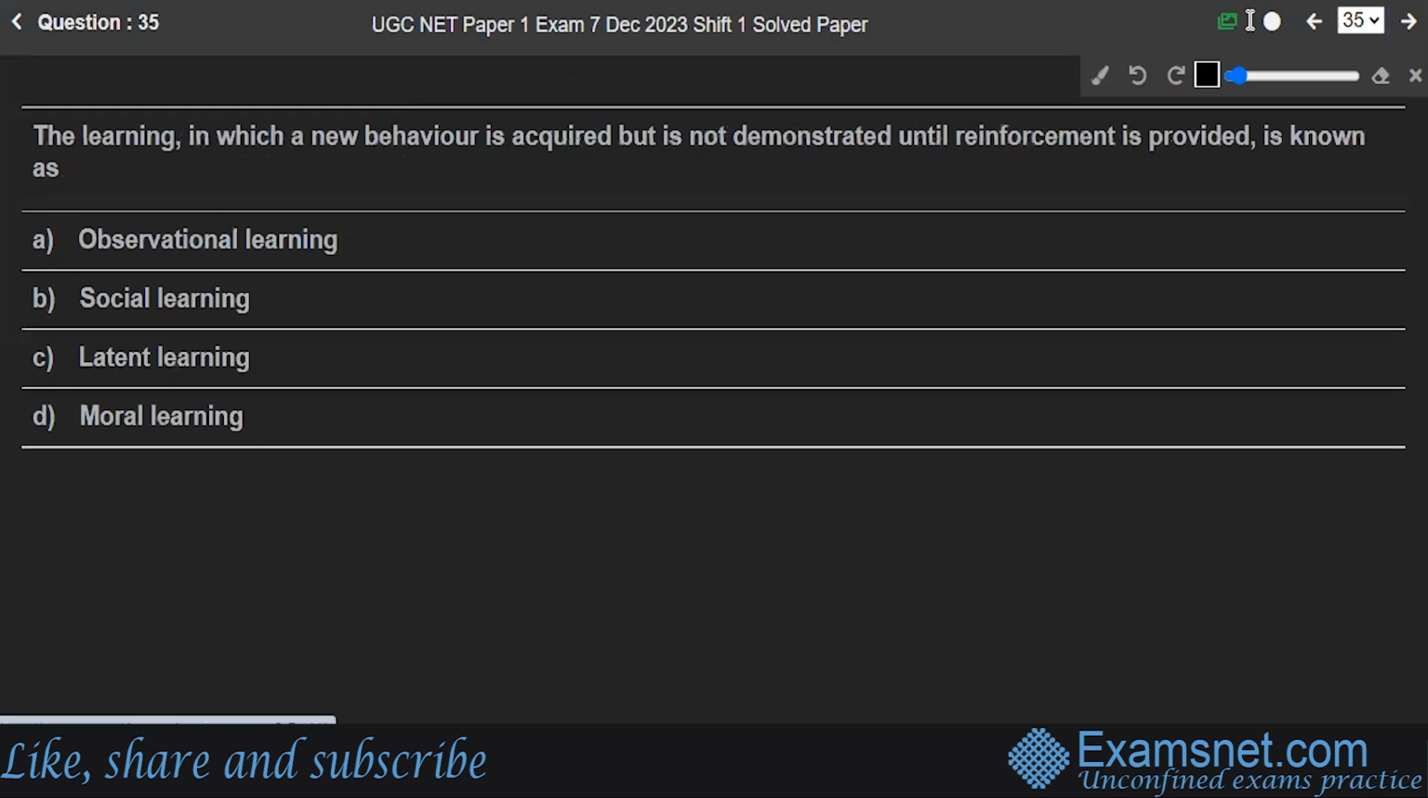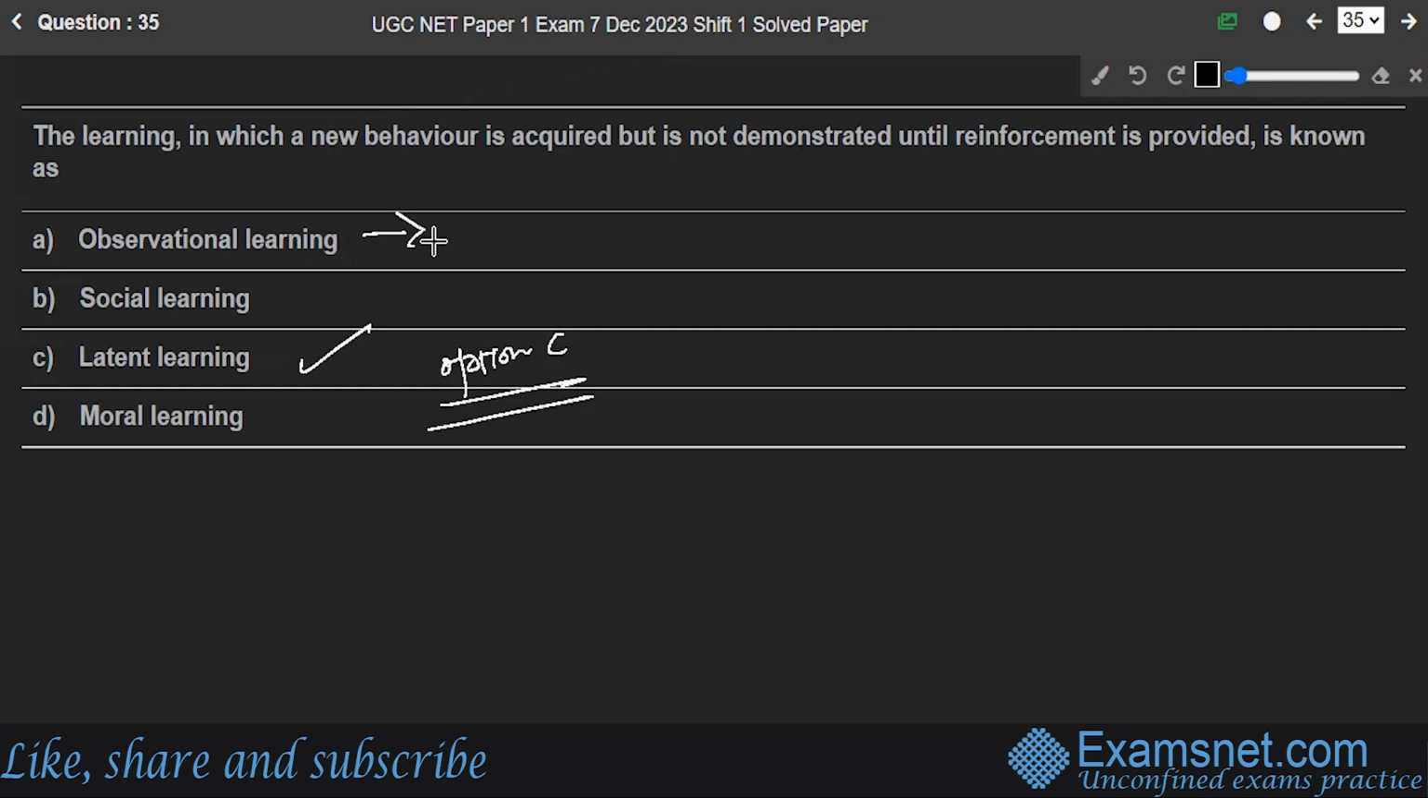The learning in which a new behavior is acquired but is not demonstrated until reinforcement is provided is known as observational learning, social learning, latent learning, or moral learning. Well, it is known as latent learning. Latent learning refers to the acquisition of knowledge or skills that are not immediately demonstrated or expressed, but become evident when there is an incentive or motivation to do so. So, this is the right answer to the question.